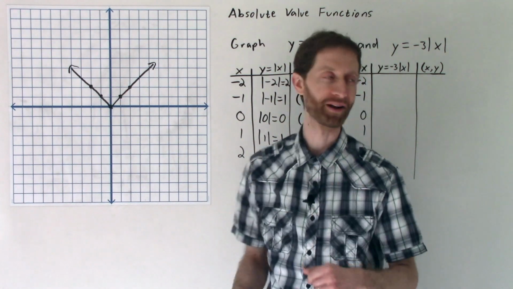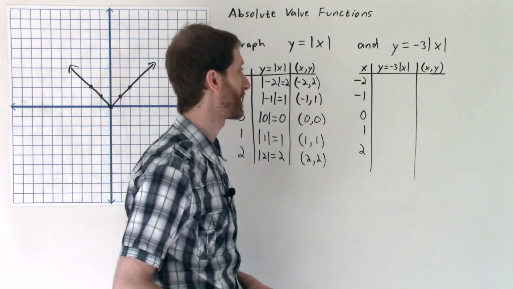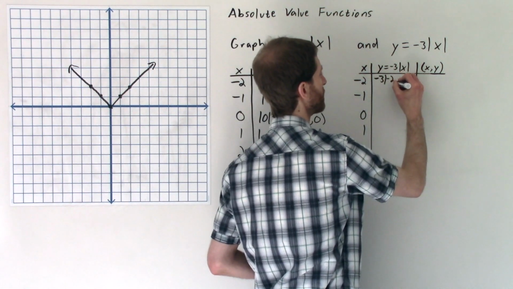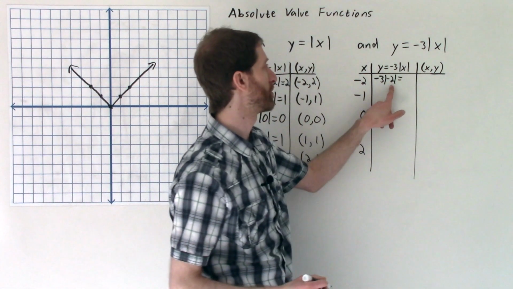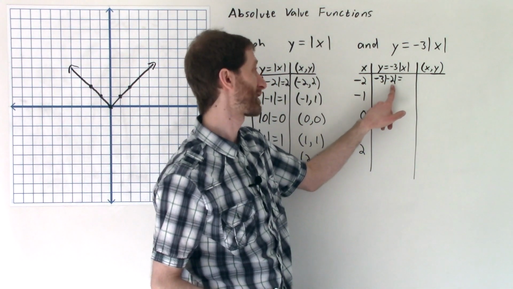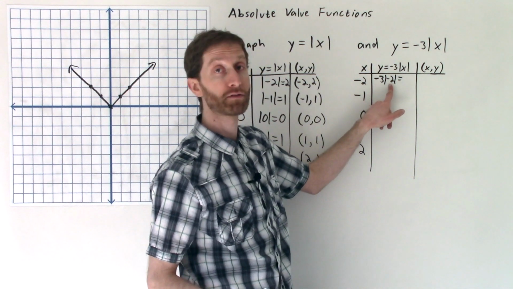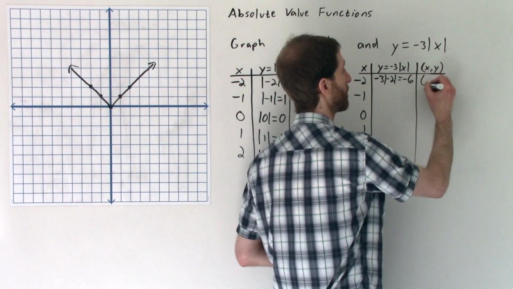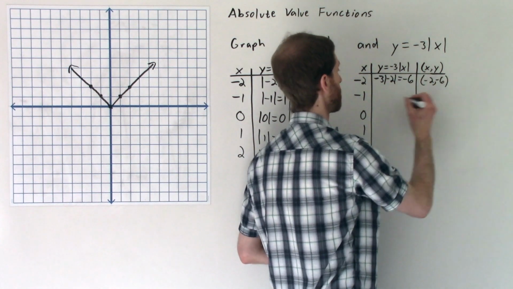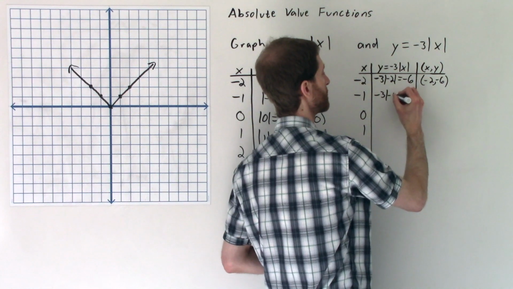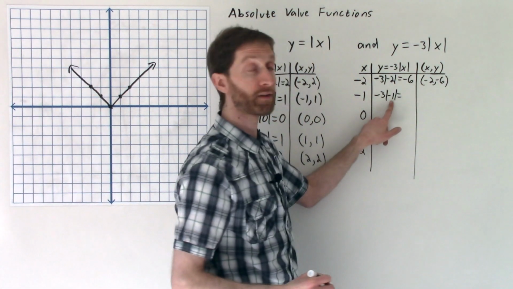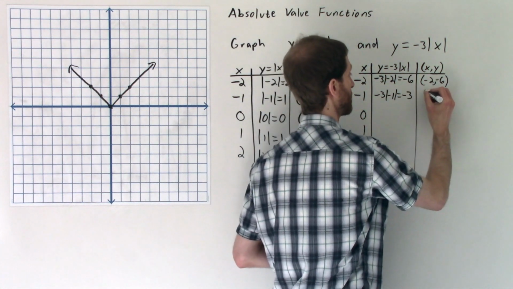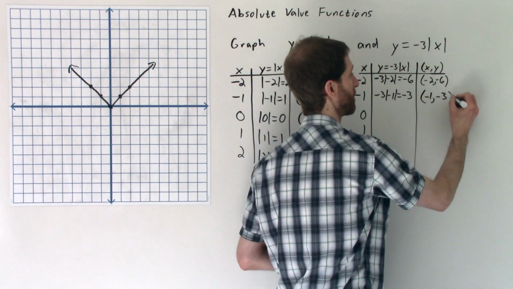Let's do one more. Let's see what happens. We'll do -3 times the absolute value of x. So we do -3 times the absolute value of -2. Your order of operations has you doing the absolute value, the grouping symbol, first. It's like parentheses. The absolute value of -2 is 2, times -3 is -6. So that's the point -2, -6. Here we've got -3 times the absolute value of -1. The absolute value of -1 is 1, times -3 is -3. So that's the point -1, -3.